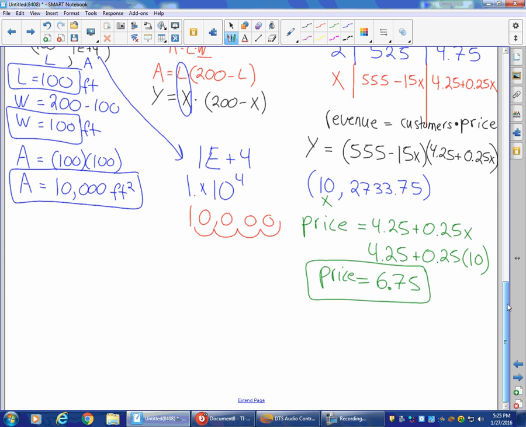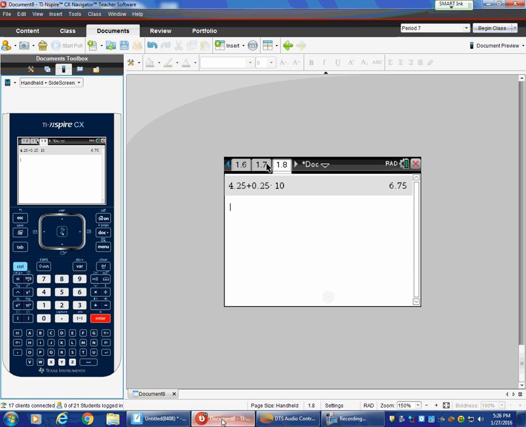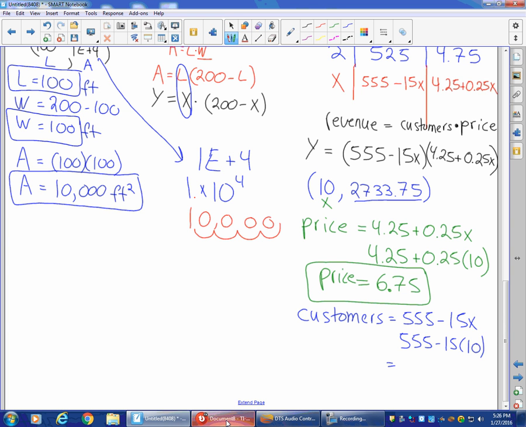Just to finish off the problem, if you're not understanding why that is the revenue, where did that come from? Let's talk about customers. So that's 555 minus 15x. So what's 555 minus 15 times 10? Okay, so 405 customers.